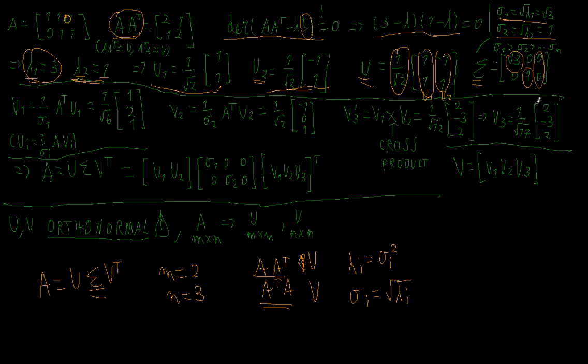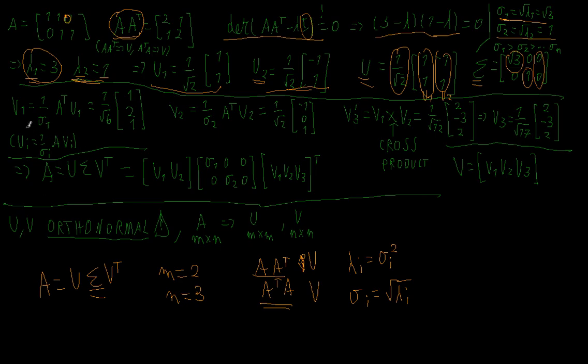Okay, so I have 0 here. And remember, you put the singular values in from the biggest to the smallest one. So square root of 3 comes first, and then square root of 1. So the biggest value first. So now I have found my matrix U.